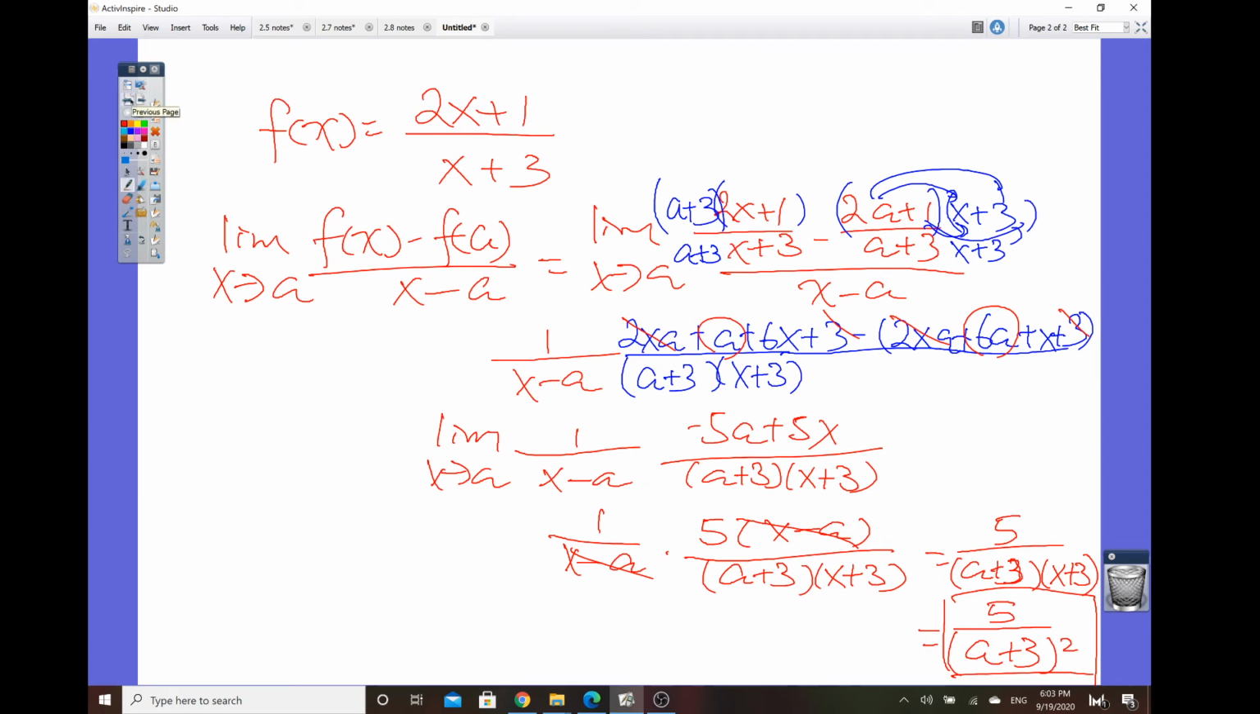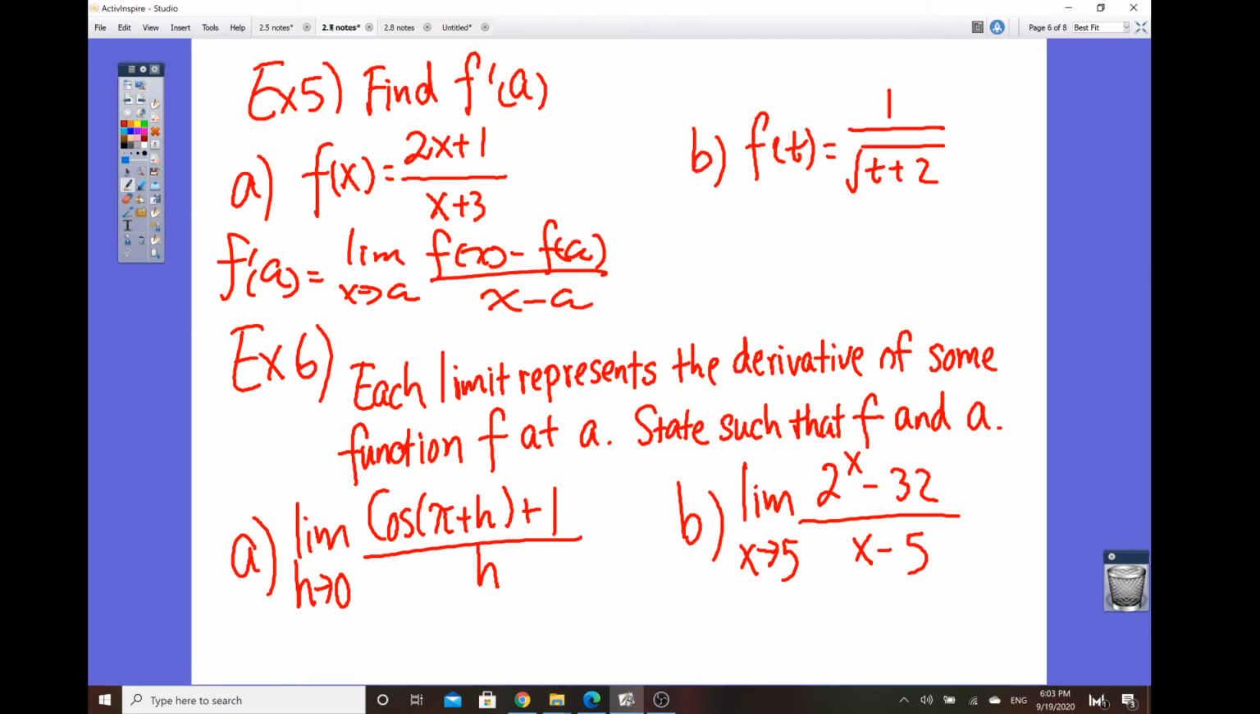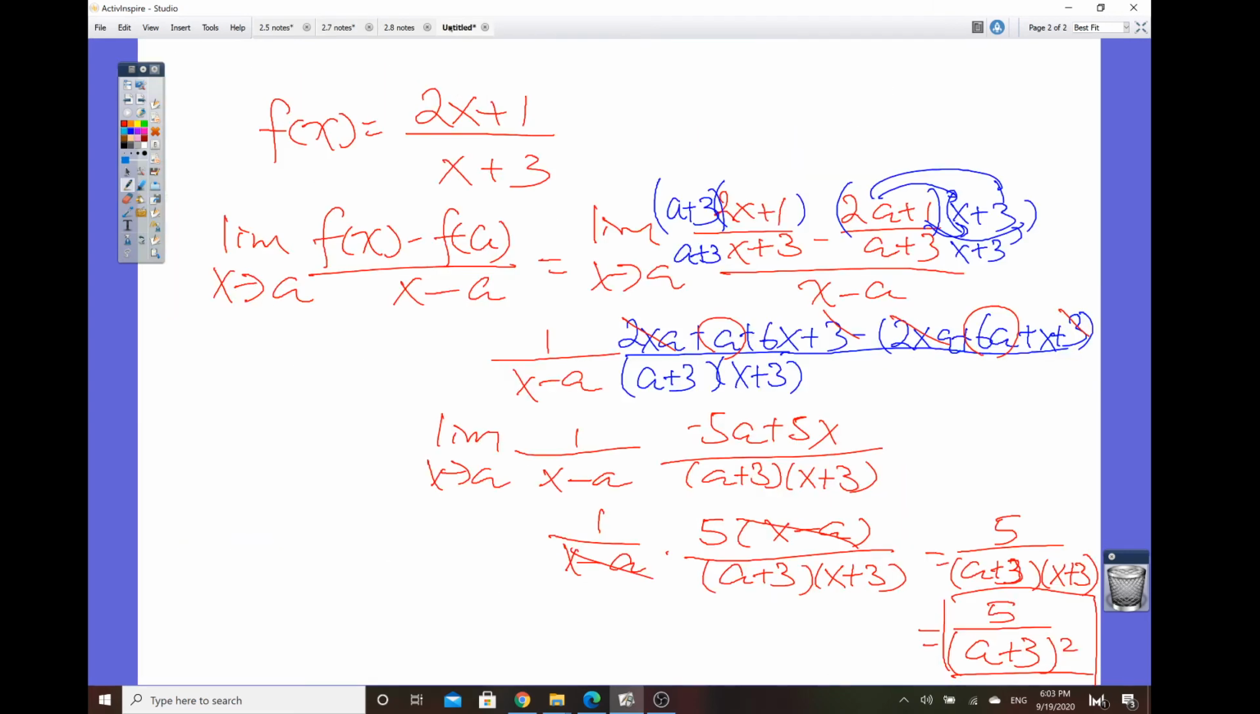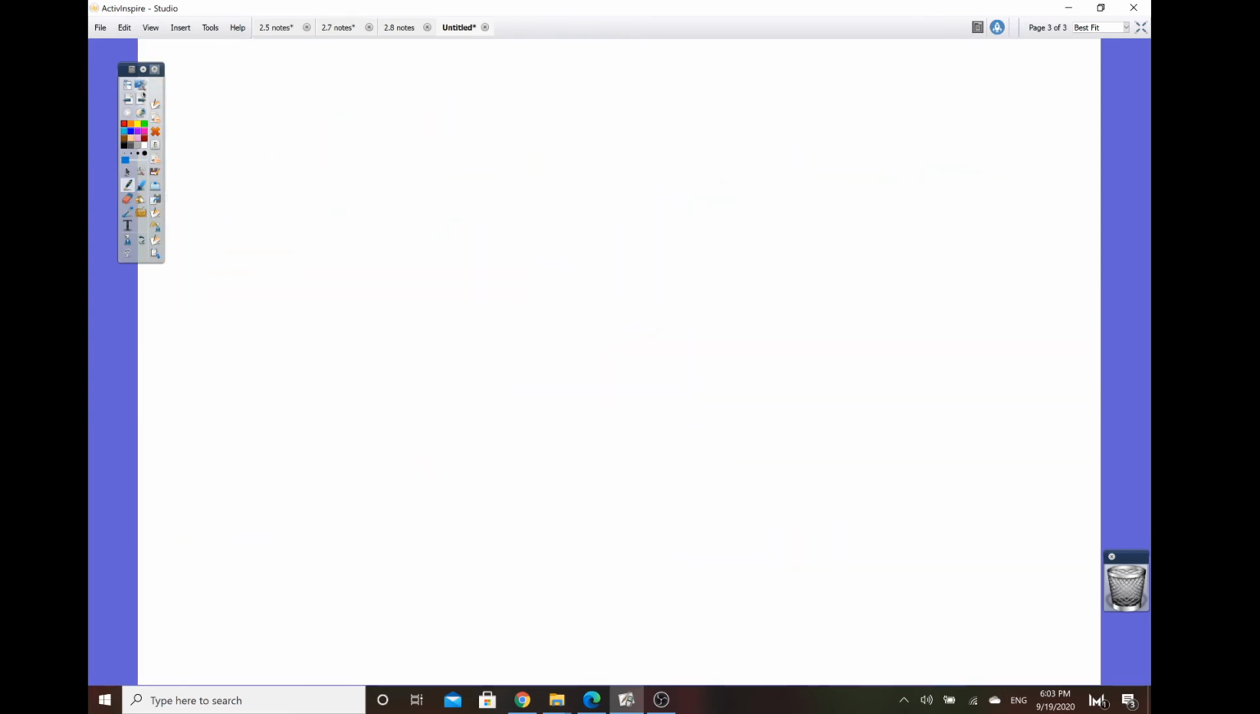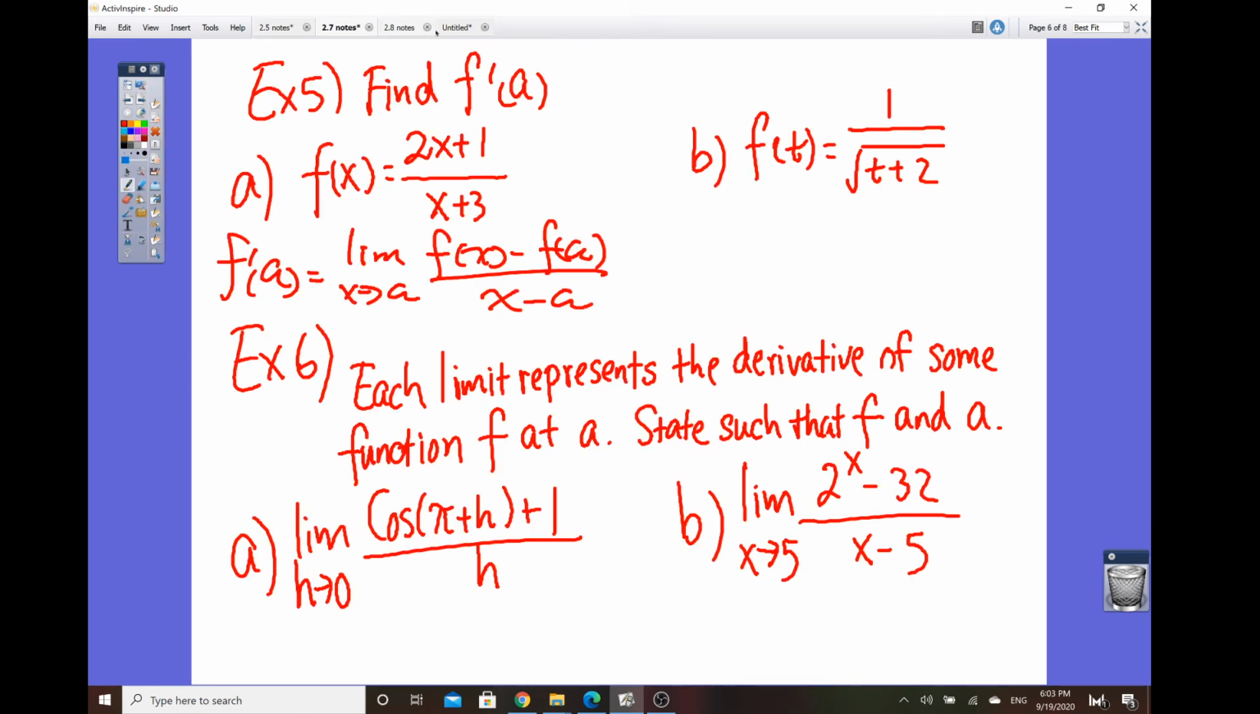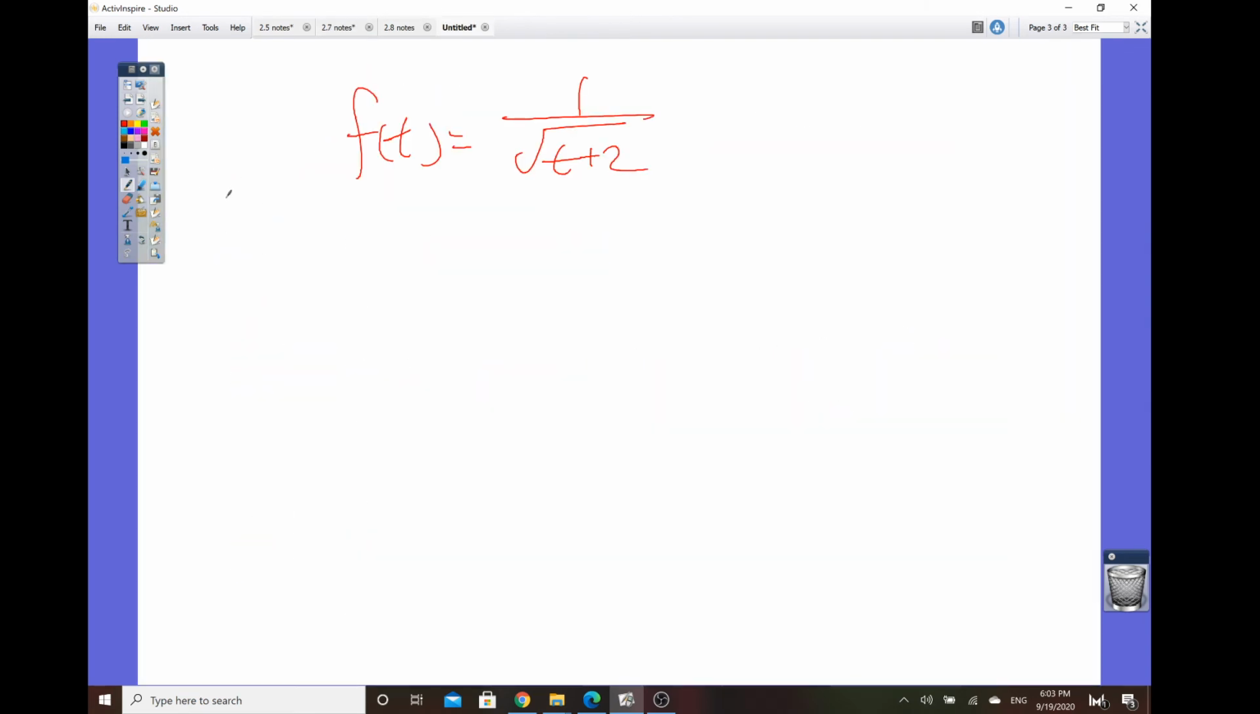So now, let's see what else we have. The other one is 1 over square root of t plus 2. It's a similar problem, but this one is even more difficult because it involves a radical. So again, I'm going to put it into the new slide here: 1 over square root of t plus 2. The way you want to set it up is the limit as t goes to a.